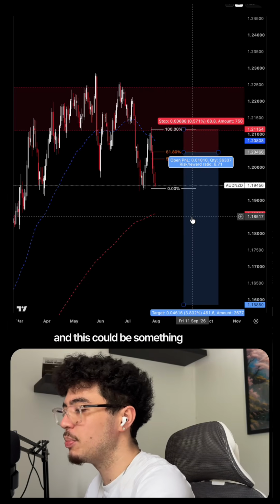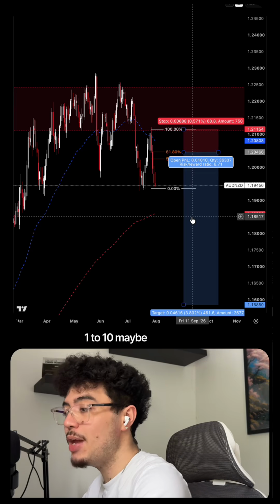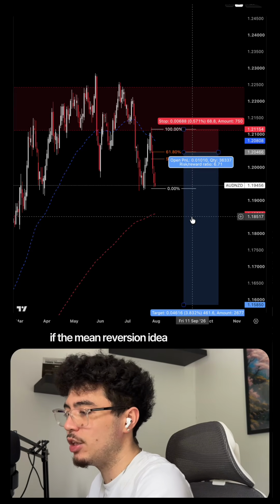And this could be something like a 1 to 5, 1 to 10, maybe even higher if the mean reversion idea really plays out.